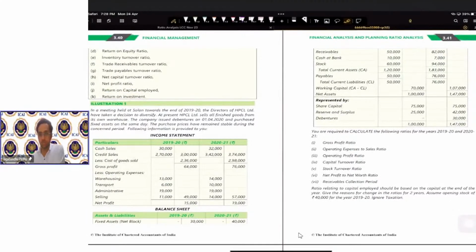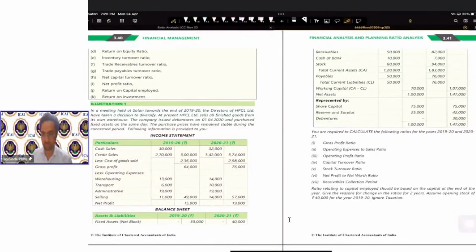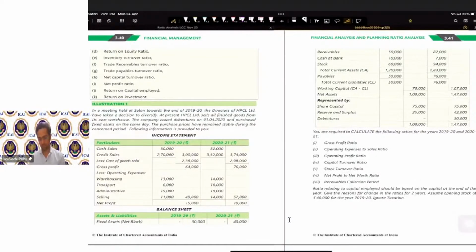Okay, try to calculate the ratios, guys. Calculate these 7 ratios. I'm giving you 5 minutes. Try to calculate it on your own and verify the numbers, and then we'll analyze them. Whether we have to compute for both the years, 1920 as well as 2021.